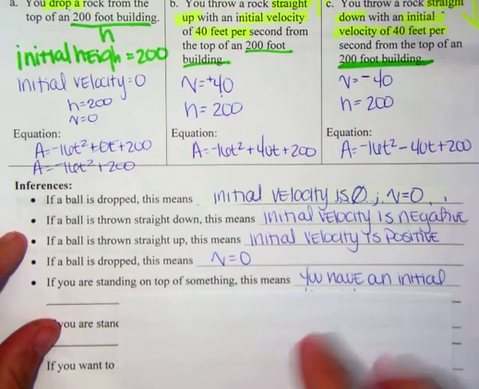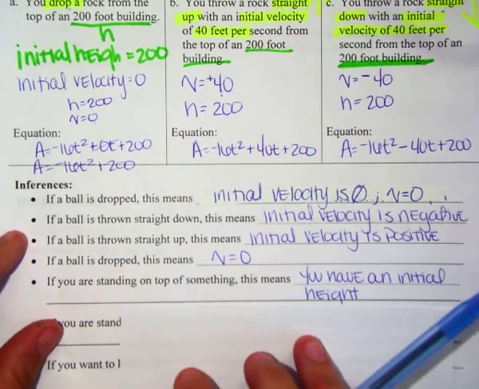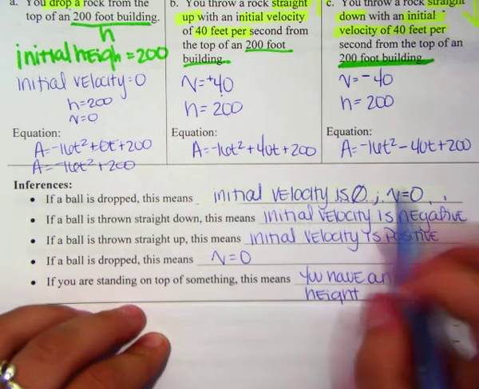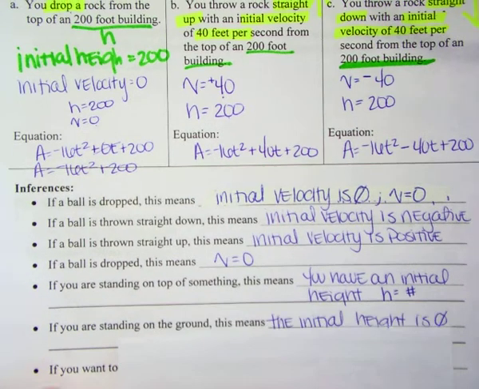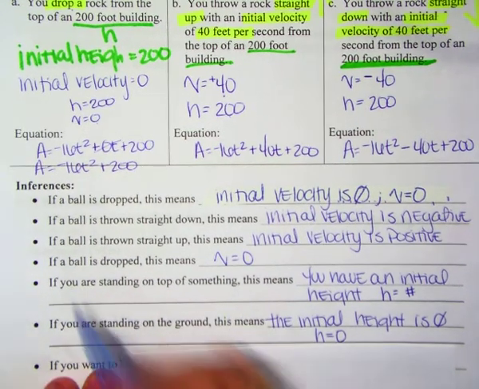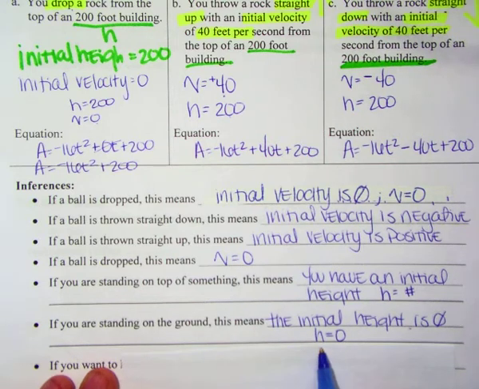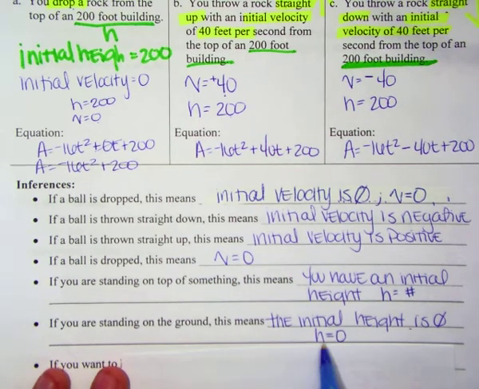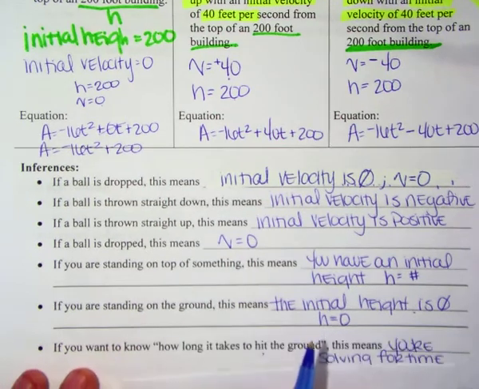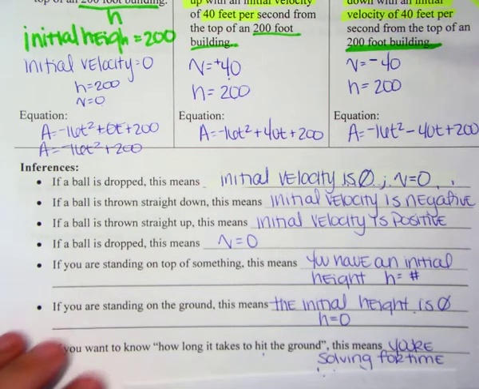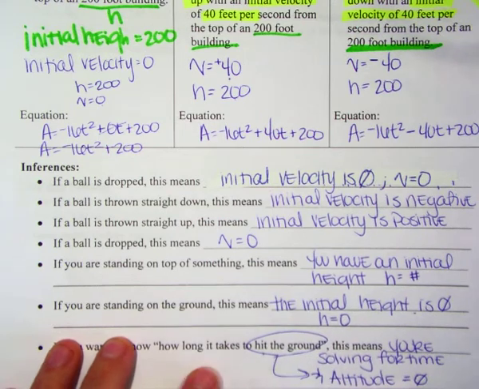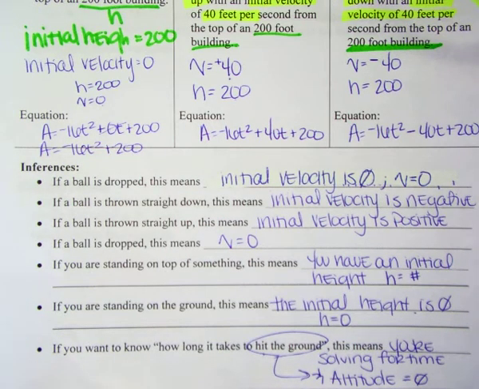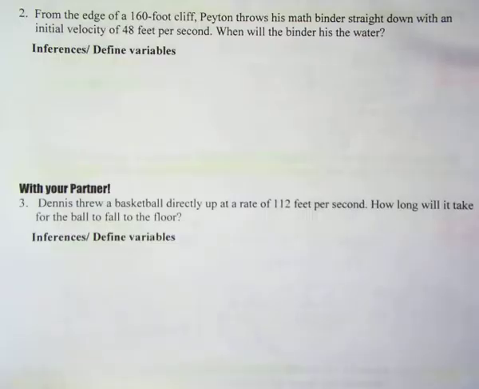If you're standing on top of something, that means that you have an initial height, right? So you'll have h equals a number. However, if you're standing on the ground, the initial height's going to be 0, right? Because you're not on top of anything, you're on the ground. Lastly, if you want to know how long it takes to hit the ground, this means that you're solving for time, but it also means that your altitude is 0. Because if it's hitting the ground, then a will equal 0. So with that being said, let's do 2 examples together.